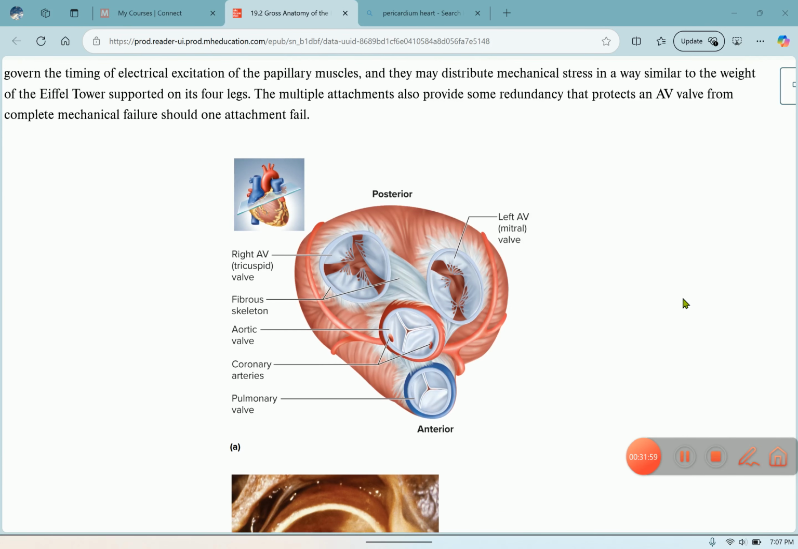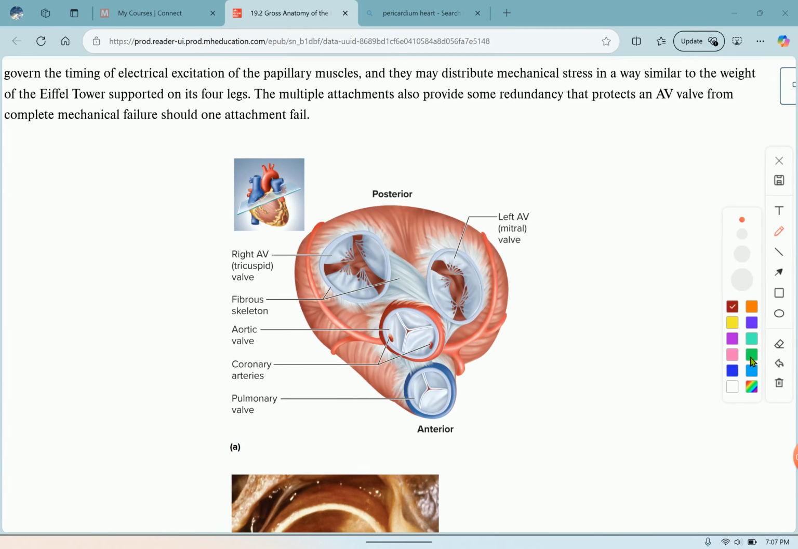Here is a picture of the cusps. This is why they call it tricuspid, because you can see the three cusps. And the left side is also known as bicuspid, because you can see the two cusps. Bi is two. It's also known as the mitral valve. Remember, the left side has four different names: left AV valve, left atrioventricular valve, mitral valve, and bicuspid valve.